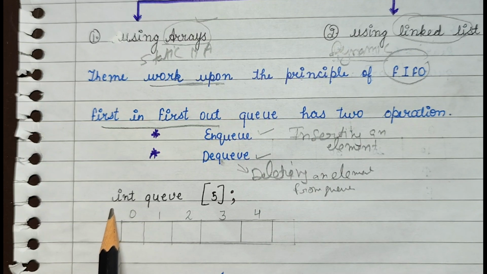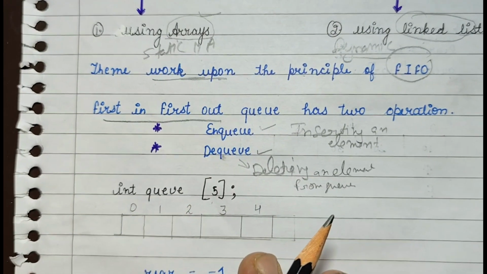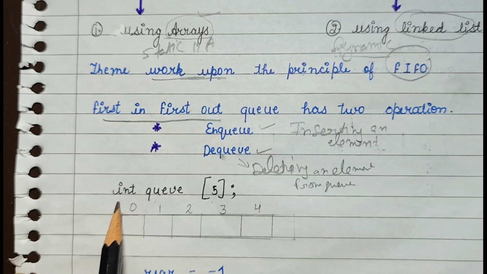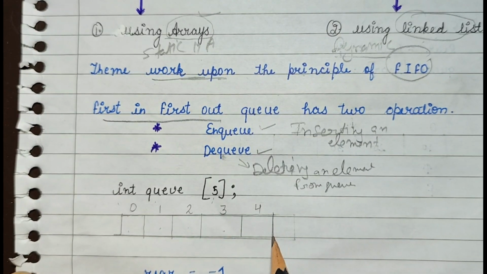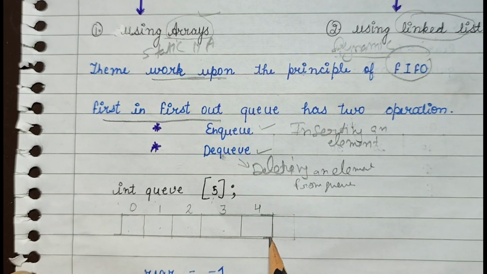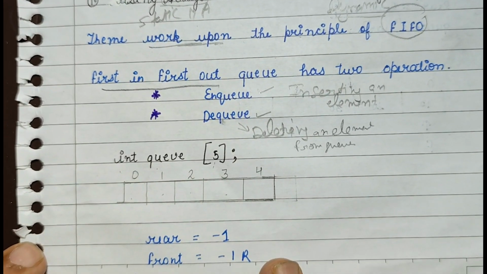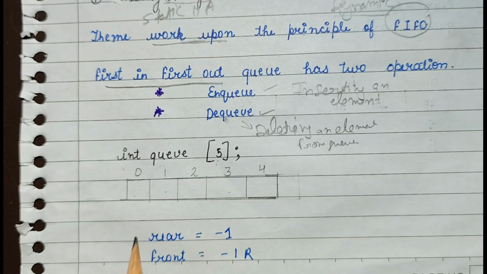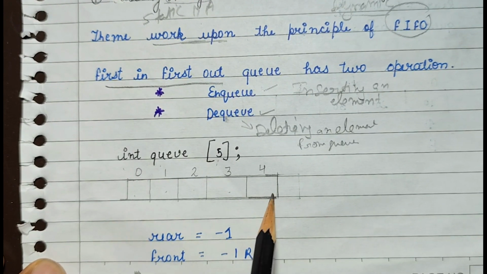So now in this session I implement a queue using arrays. Queue is the name of an array of int type, and the size of the queue is 5. It means in this array we have 5 locations, 0 to 4 index. First, second, third, fourth and fifth location. Here our array ends. 0 to 4, how many locations? 5 locations.